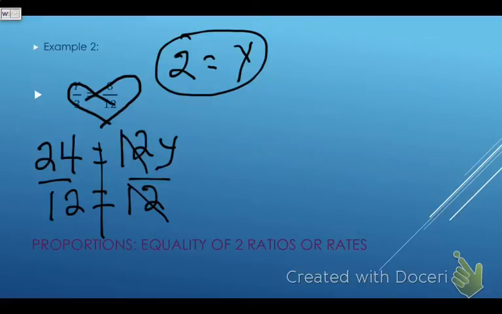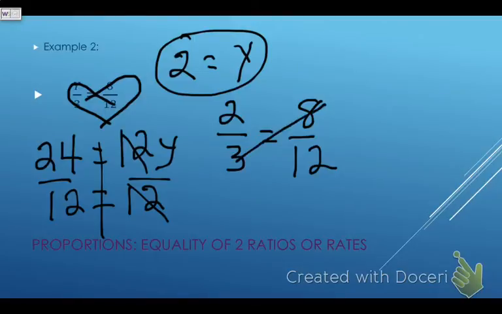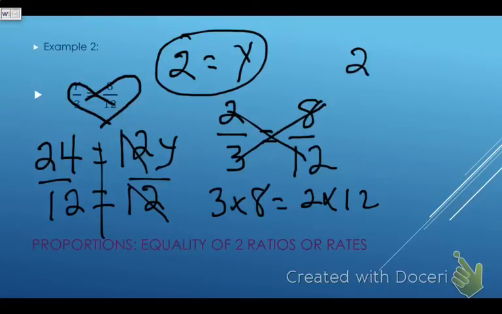Again, we want to put 2 where y is. So we're going to put 2 over 3, the ratio of 2 to 3, equals the ratio of 8 to 12. Well, let's see. Does 3 times 8 equal 2 times 12? Well, 3 times 8 is 24. 2 times 12 is 24. Sure enough, 24 equals 24, so 2 is the correct solution for the letter y, or the variable y.